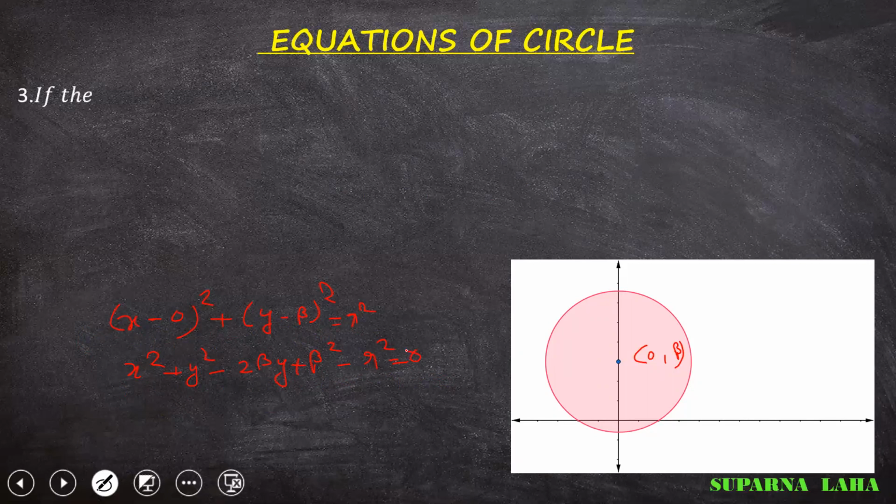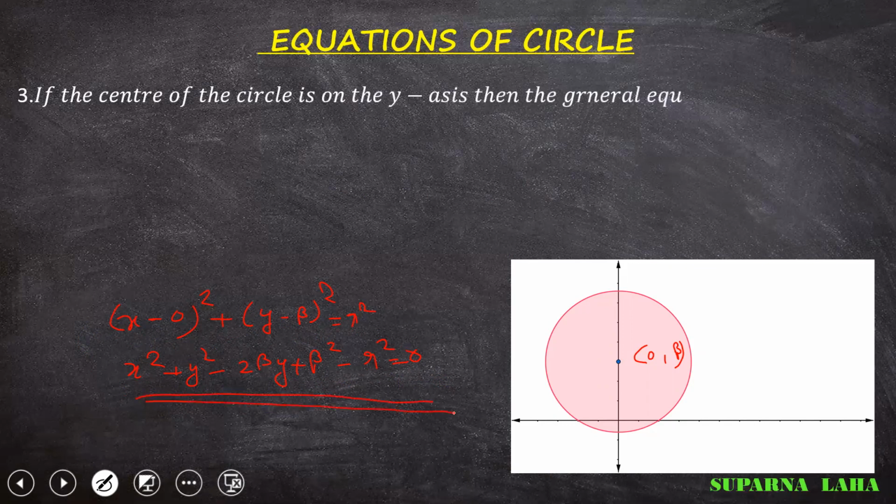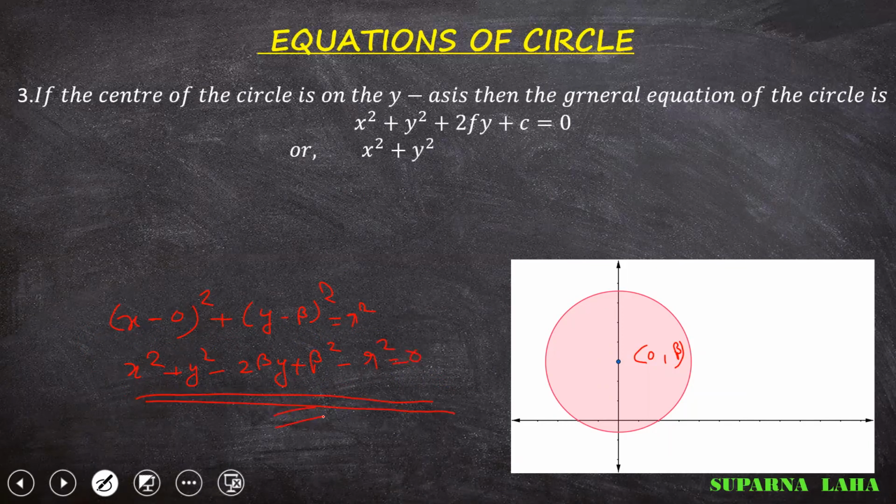Clear? Now, if we compare this equation with the general equation of the circle, that is x square plus y square plus 2gx plus 2fy plus c equals to 0, you will find the equation will be x square plus y square plus 2fy plus c equals to 0. So the coefficient of x should be equal to 0. Now what is the center and the radius of this equation? Just add and subtract f square, and you will find the radius and the center of the circle.